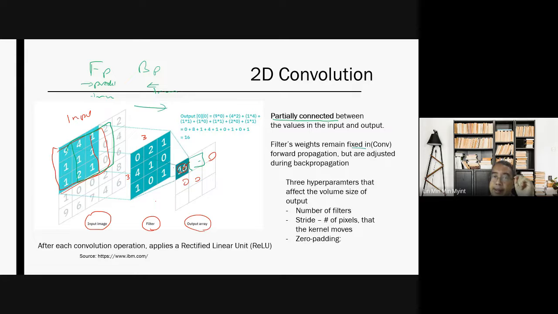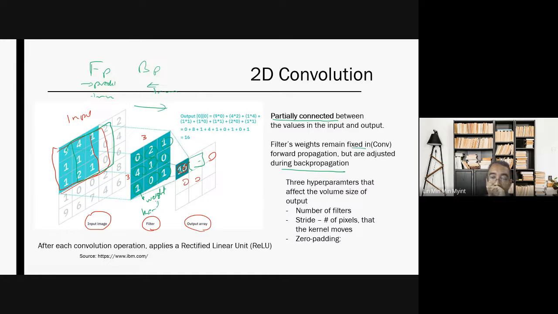Similar to the normal neural network, the values in the filter, or the kernel, are called weights. But there are a lot of weights, and those weights need to be updated or adjusted during the training, or backward propagation. That is similar to the neural network or deep neural network.